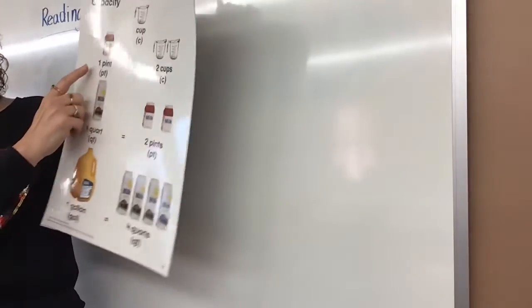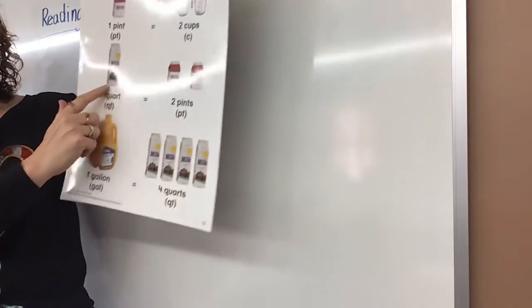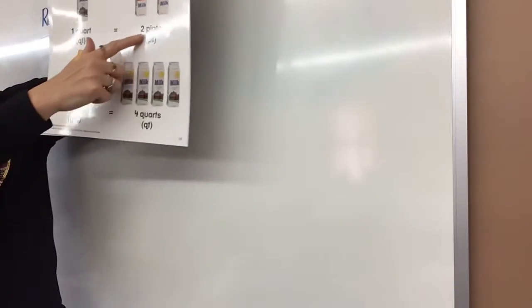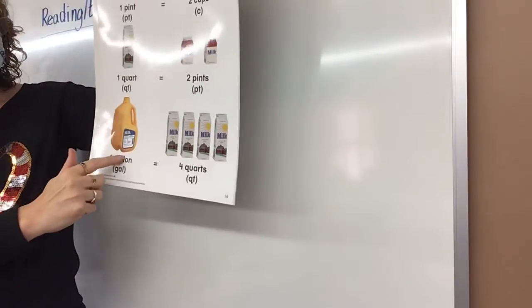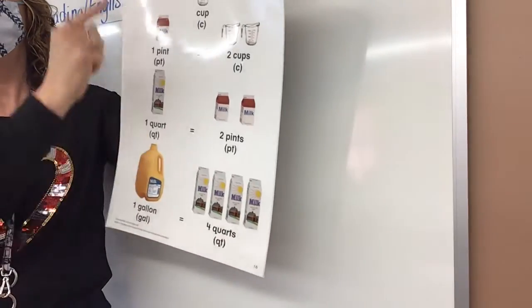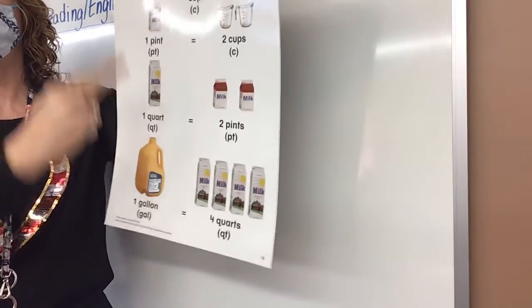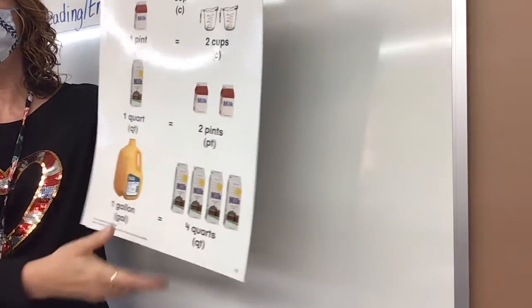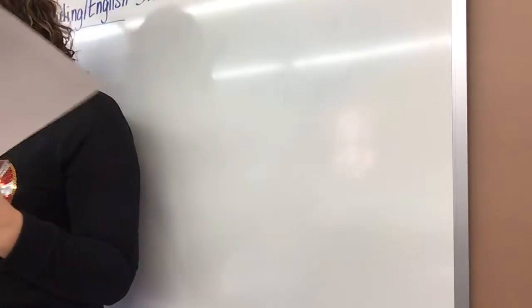All right, then we have measurements of capacity. So they are 1 pint equals 2 cups, 1 quart equals 2 pints, and 1 gallon equals 4 quarts. Or the fun way to do it may be 2 cups in a pint, 2 pints in a quart, 4 quarts in a gallon. So make sure you know those.